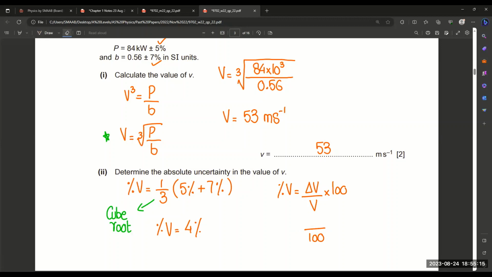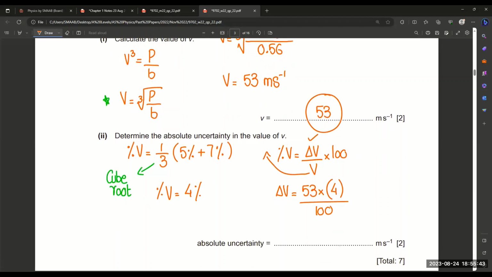53. Actually, we shift this value like this because we need to find delta V. So we multiply delta V with the percentage. The value of V is 53, so we shift this value over here. So we multiply 53 by the percentage of V, divided by 100. So this will be equal to your final answer.